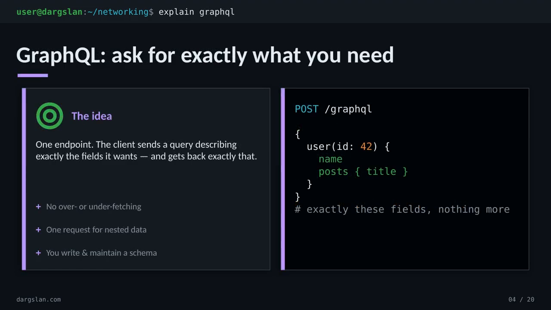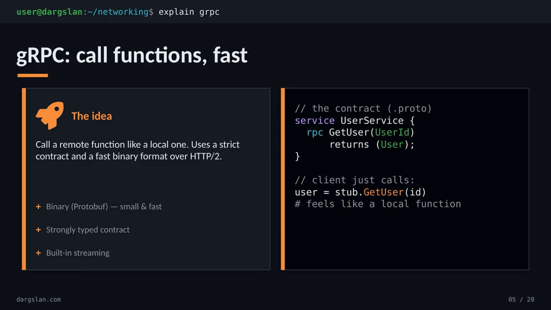GraphQL flips that conversation around. Instead of the server deciding what each endpoint returns, the client sends a query describing exactly which fields it wants, and gets back exactly that, nothing more. One endpoint, one request, even for nested data like a user and their posts in a single round trip. The trade-off is that you're now responsible for designing and maintaining a schema, the contract that makes all of this precision possible.